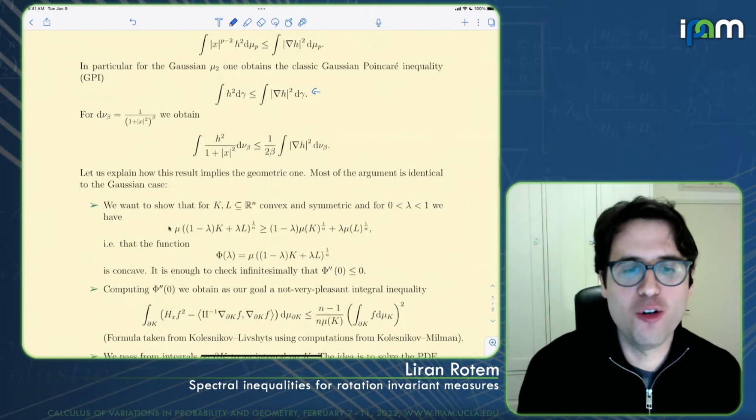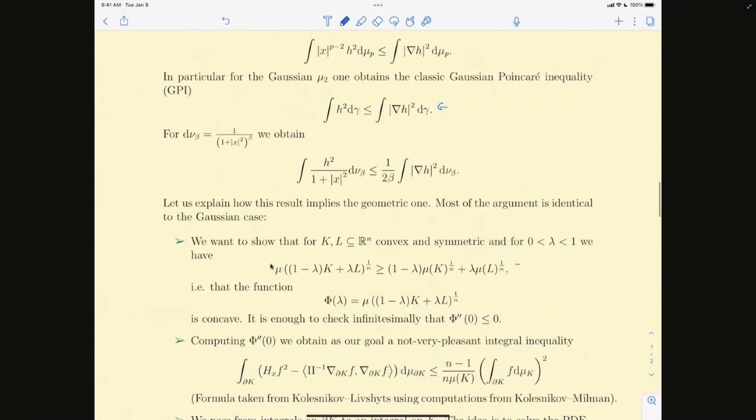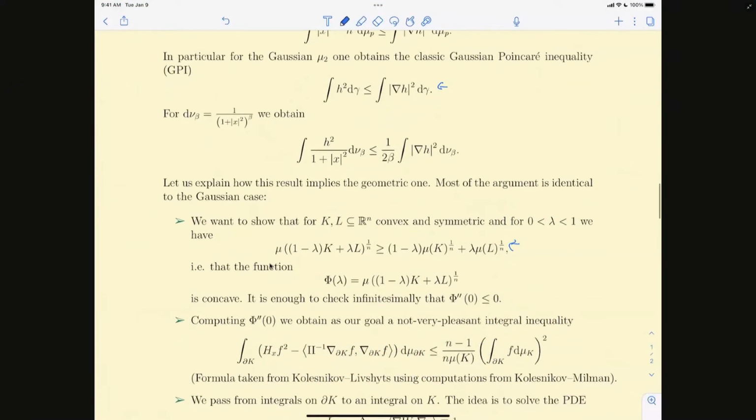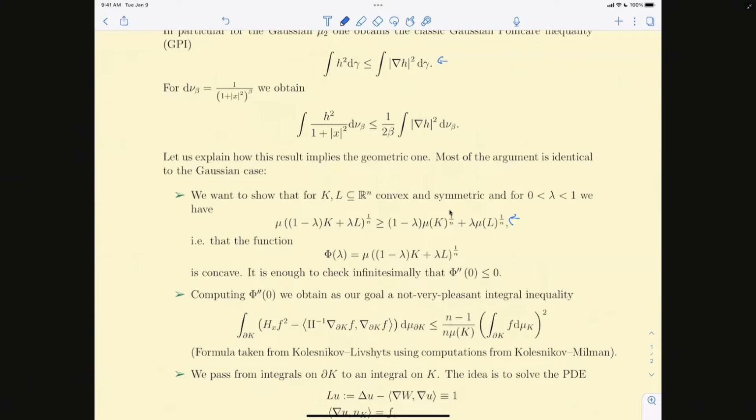So remember, we want to show this Brunn-Minkowski inequality with exponent 1 over n. So it basically means that we want to show that this function of lambda is concave. This is what this says. So how do you check that something is concave? You differentiate twice and you check that the second derivative is negative. And because of some technicality, if I know it for every K, it's enough to check that the second derivative is zero. You don't have to check it at any other point. You can think about this, it's not so important.